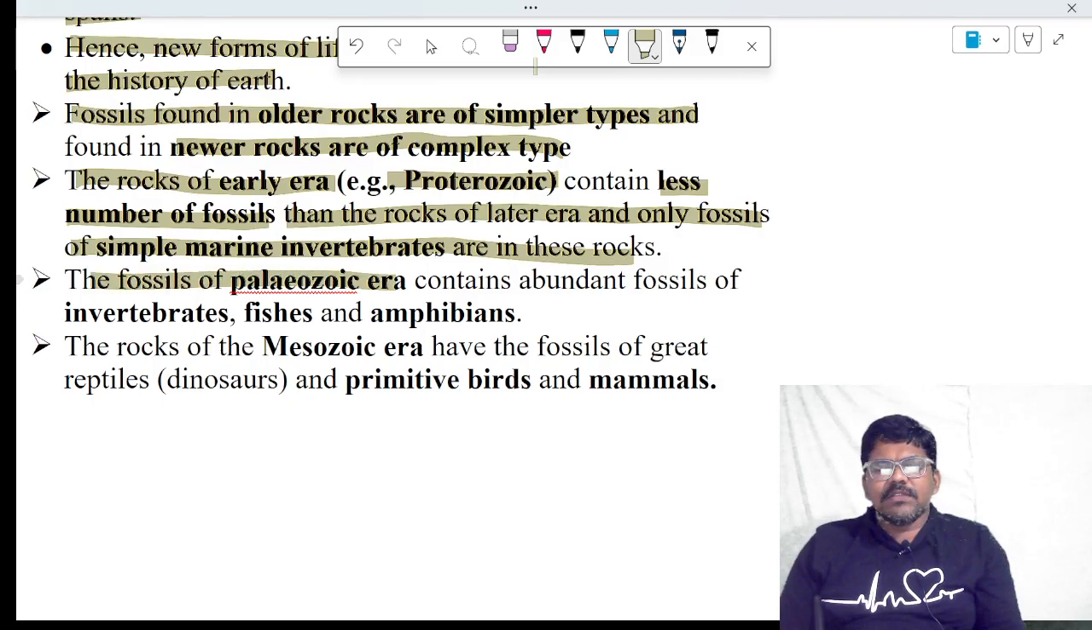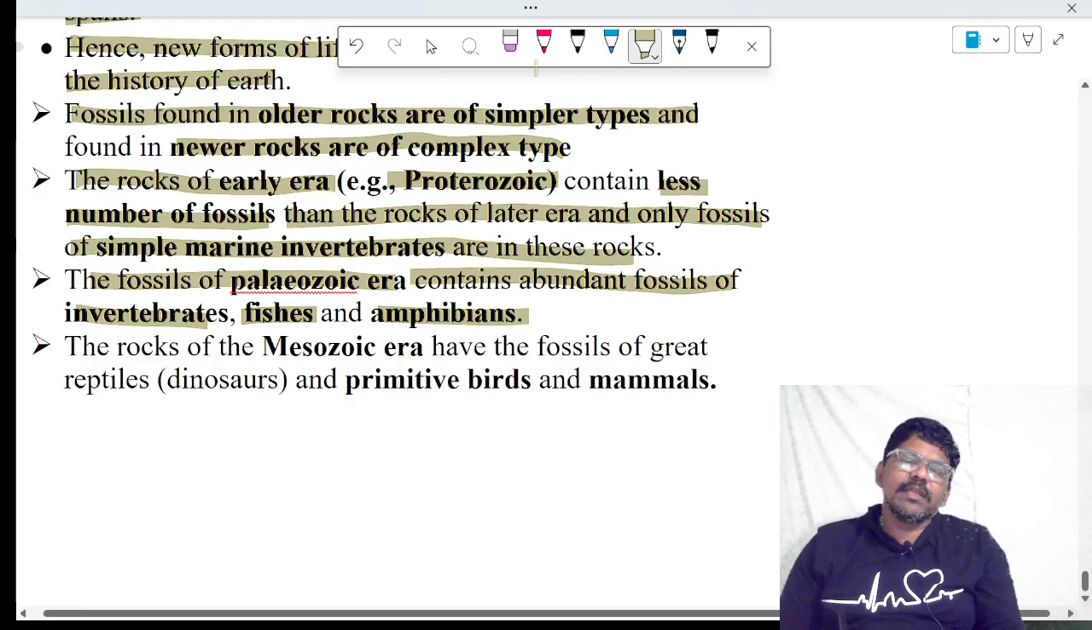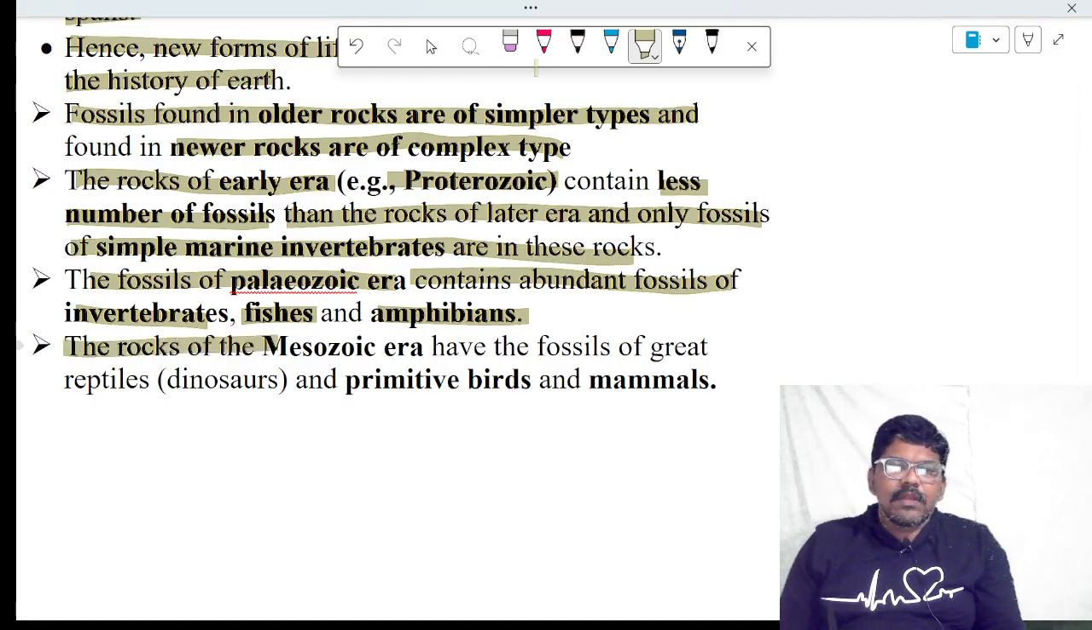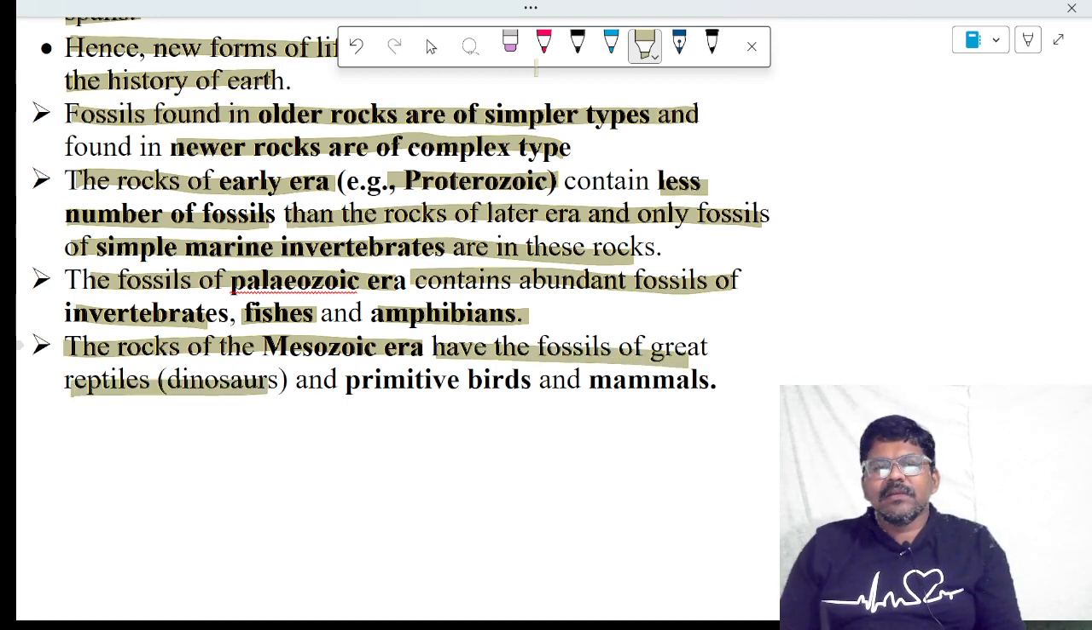The fossils of the Paleozoic era contain abundant fossils of invertebrates, because at that time there were more invertebrates, fishes, and amphibians. There is no human skeleton in the Paleozoic era, which indicates there were no human beings then. The rocks of the Mesozoic era have fossils of great reptiles, and primitive birds and mammals. Based on that, we can identify that in the Mesozoic era there were abundant reptiles on the earth. Later, we can see the geological time scale also.